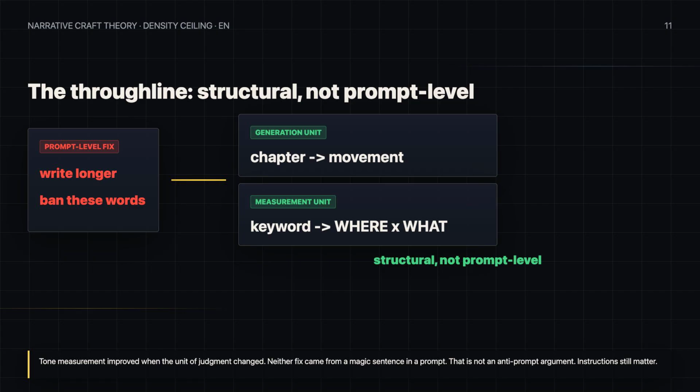That is not an anti-prompt argument. Instructions still matter. Style specs still matter, but they sit inside an architecture. If the architecture asks for the wrong unit, the best wording in the world is fighting uphill. This is also why I try not to describe this as a secret trick. It is more boring and more useful than that. It is unit design. The better question is what unit the system is operating on, and whether that unit matches the thing we actually wanted to measure or produce.